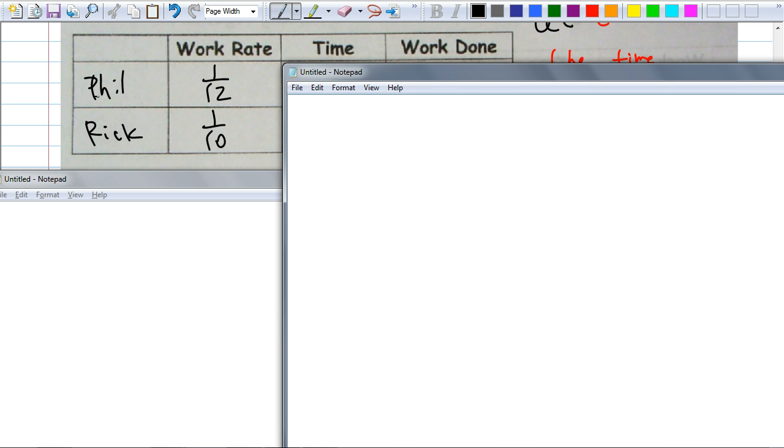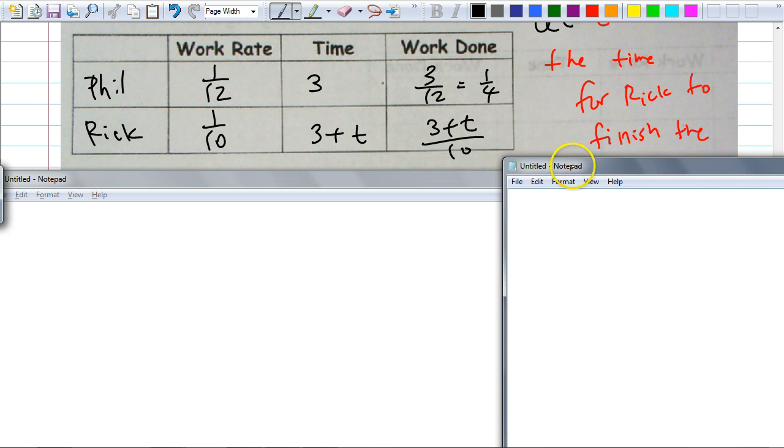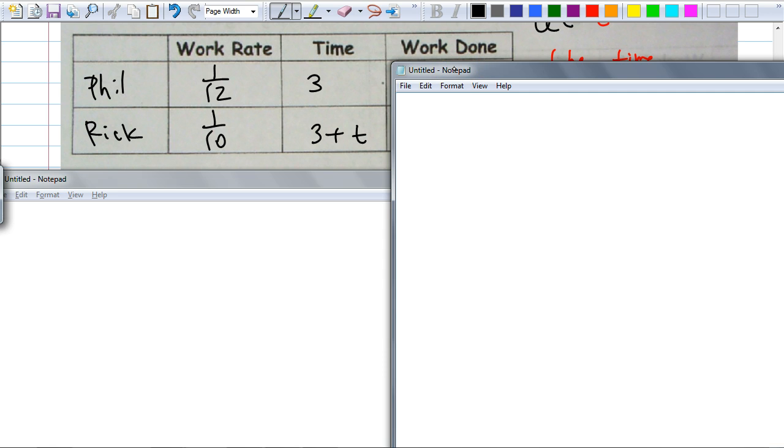Would it be T minus 3? Because they both work for 3 hours. Now Rick has to work more to finish the job by himself. Yes? 3 plus T would be the time for Rick. Because he has to finish the job by himself after Phil leaves. Phil and Rick work together for 3 hours. Phil goes home. Rick has to finish the job. So whatever the job that's left over, Rick has to finish. So that's the time that we're looking for.